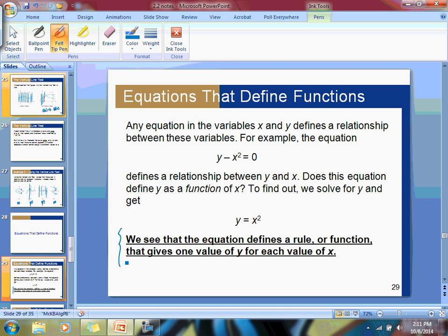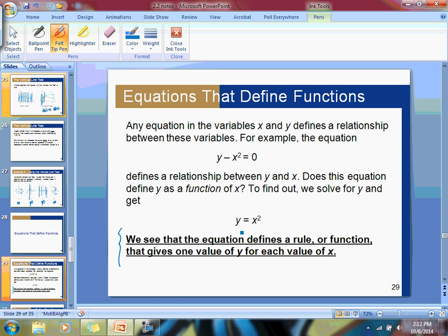We can see that the equation defines a rule or a function that gives one value of y for each value of x. So what we're going to do is take the above equation and solve it for y. So you would add the x squared over. And then hopefully you realize that this is a parabola. So any value that we plug in for x is going to give us one value out for y.